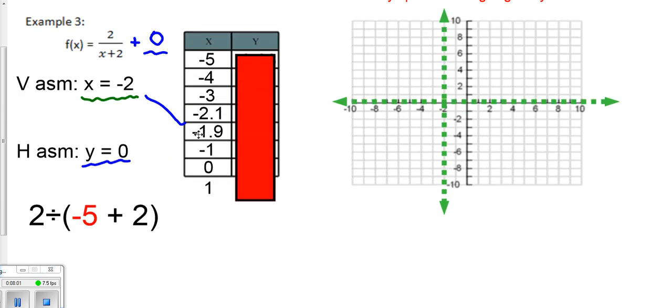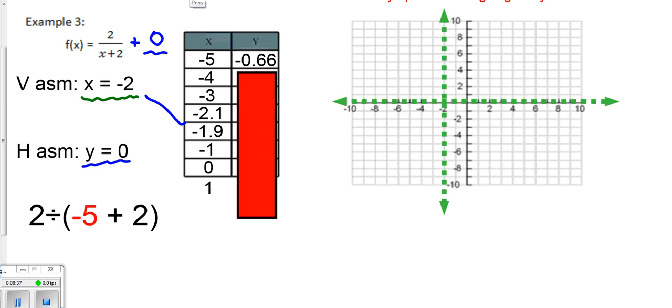Now all I do is simply take my calculator and plug these values into this function. This is how it will look when you plug it into your calculator. Start with the number 2 divided by, because it's a whole piece on the bottom, put it in parentheses and do negative 5 plus 2. Because negative 5 is your x value, or at least your first x value, and then we're adding 2. When you do this, your calculator should give you negative 0.66, which is exactly negative 2/3.